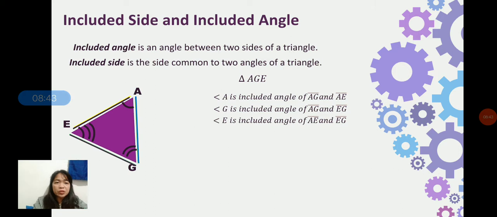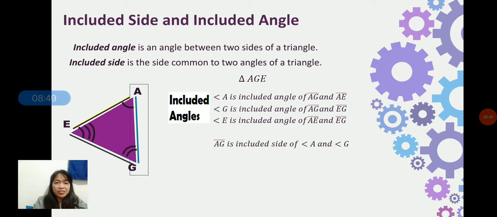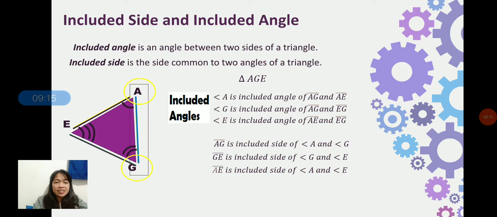Now, let us have the included side. AG. Where is AG? There. So that's AG. That is side AG. Side AG is the included side of angle A and angle G, simply because side AG is in between the two angles, as well as GE, the included side of angle G and angle E. The side AE is the included side of angle A and angle E. So those are the included sides of triangle AGE.